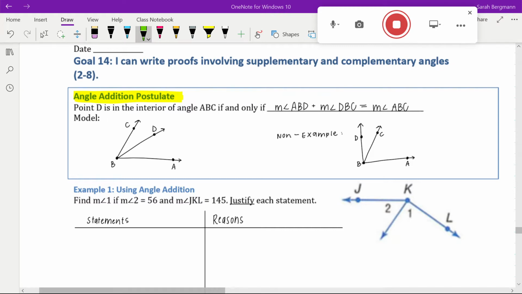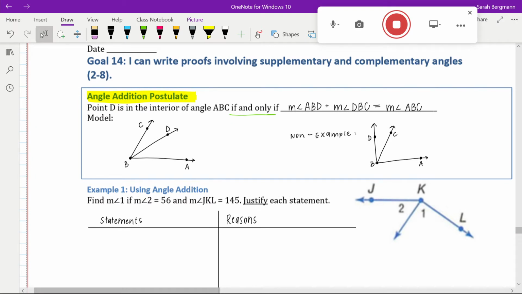is the formal explanation. So it says point D is in the interior of angle ABC if and only if the measure of angle ABD plus the measure of angle DBC equals the measure of angle ABC. So remember, this is a biconditional statement because it uses the words if and only if. So that means it goes both ways. So we can go from the hypothesis to the conclusion, or we can use the converse and go from the conclusion to the hypothesis as well.